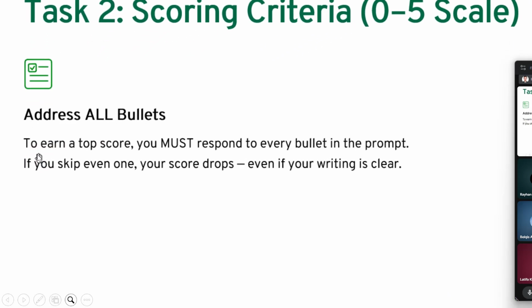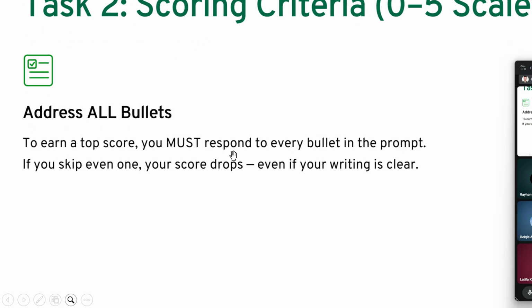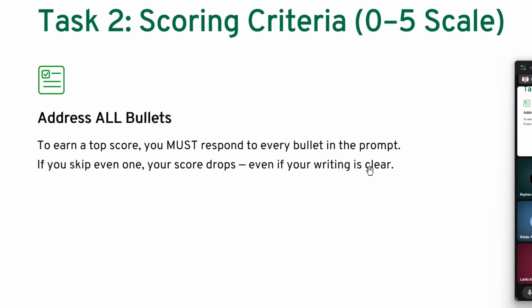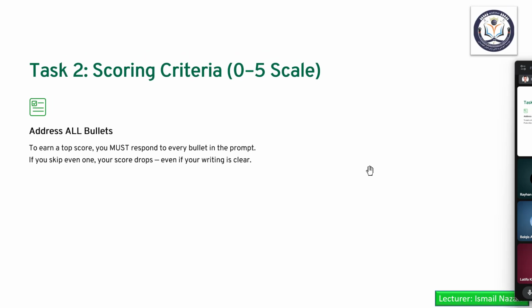To earn a top score, we have to respond to every bullet point in the prompt. If any one of the bullet points is missed, it significantly affects your score. So if you skip one, your score drops, even if your writing is clear. It's really important. One of the criteria they score our response on is the bullet points. We need to cover all those bullet points in our response.